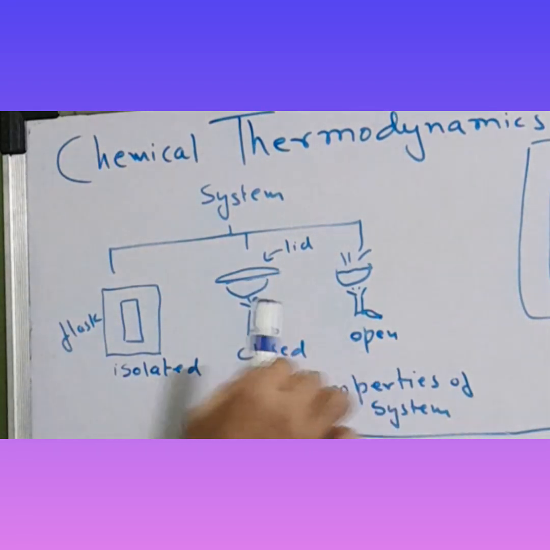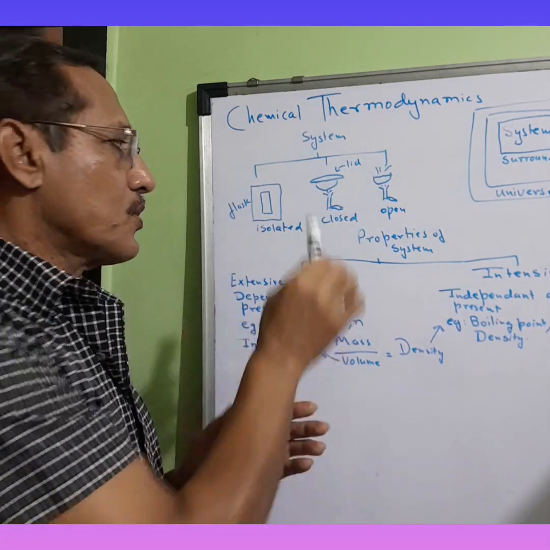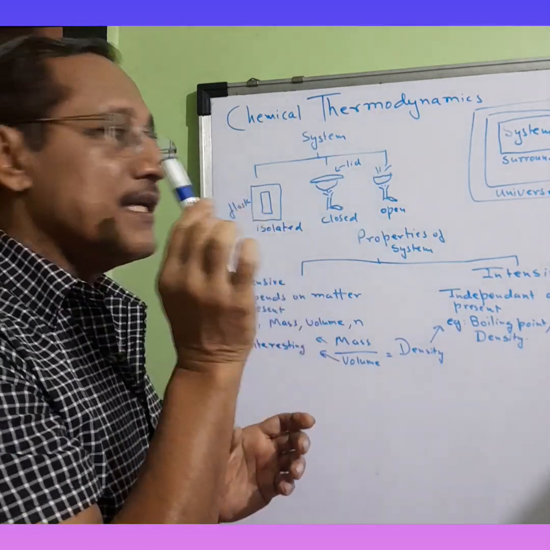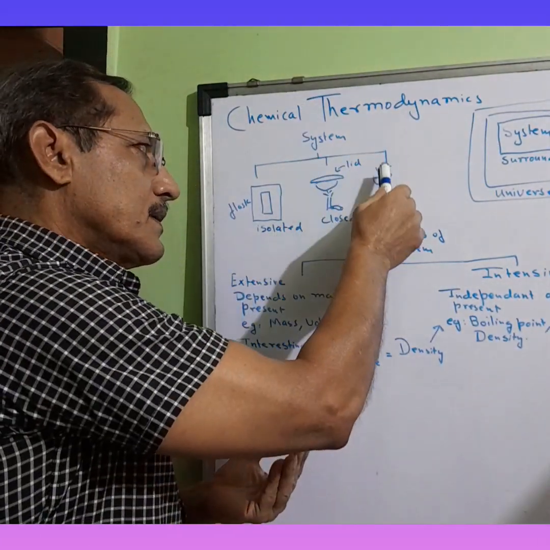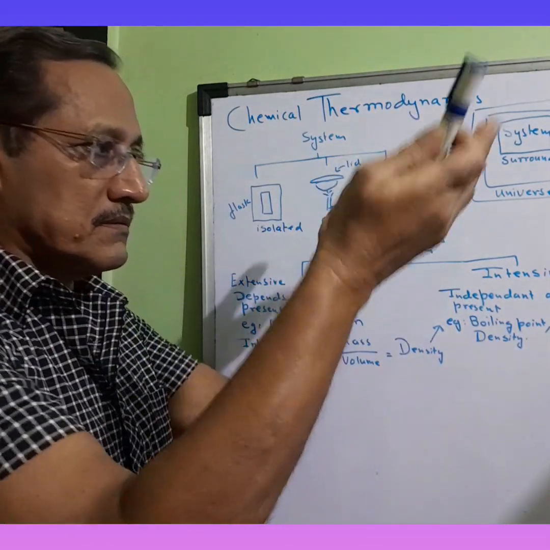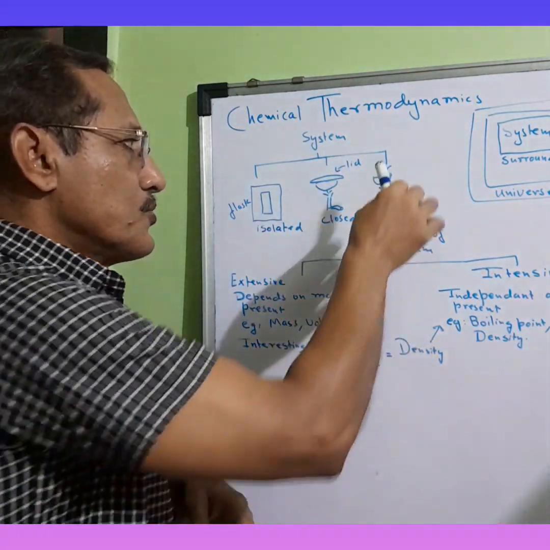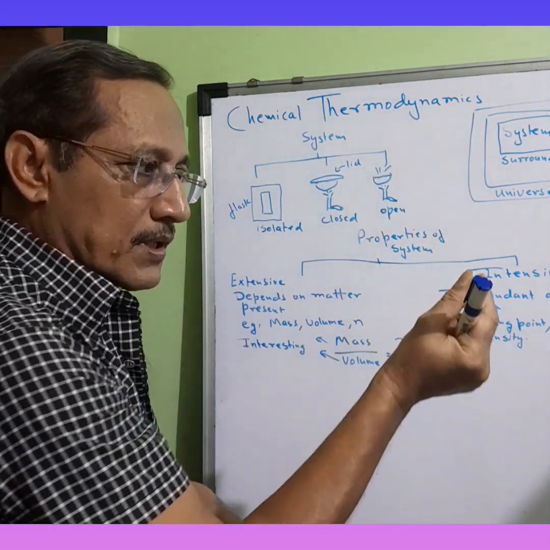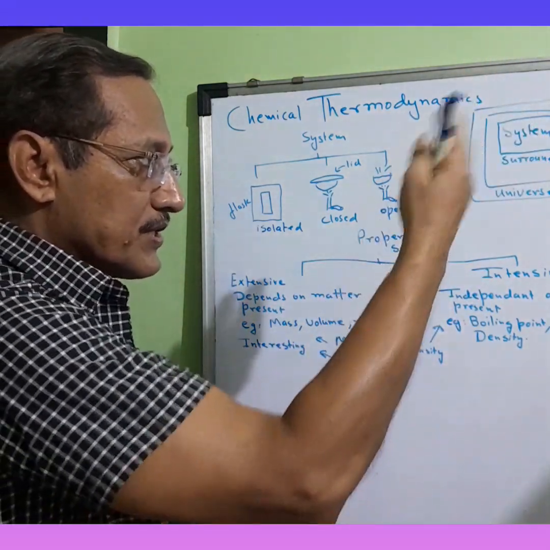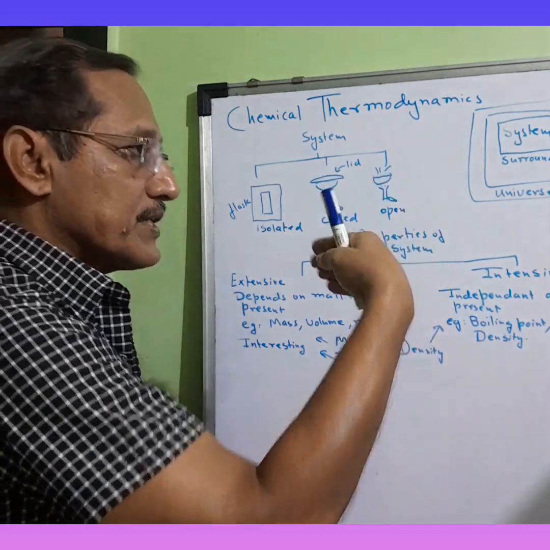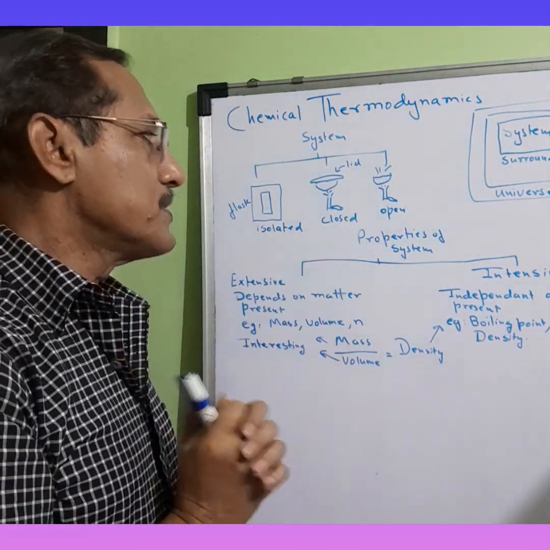So what is the difference that we see in these three types of systems: open, closed and isolated? In case of open system, there's an exchange of heat and matter. You see vapors going out, water droplets, vapor going out, H2O going out. So exchange of heat as well as matter occurs in open system.